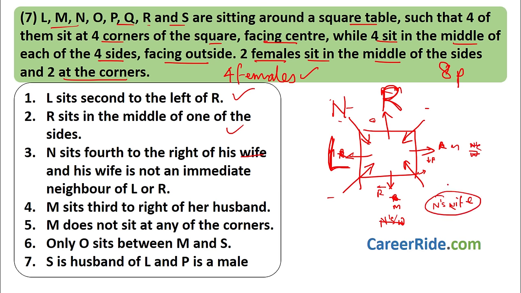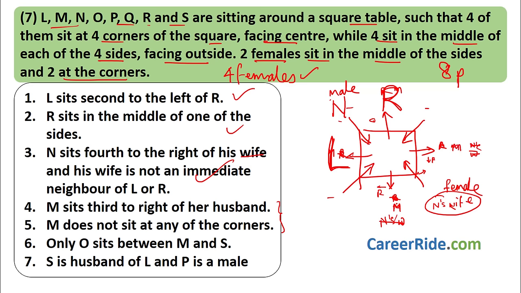Since it is N's wife, she is female, so N will be male. Now we got one female at the corner, right? This sentence gets satisfied. Next sentence, M sits third to right of her husband. M does not sit at any corners. Only O sits between M and S. Let's take these two sentences and see what we get. M does not sit at any corners, that we already know. M can either be here or here.